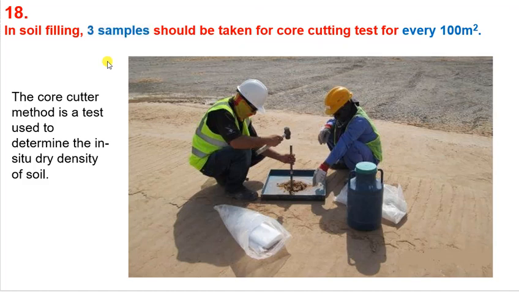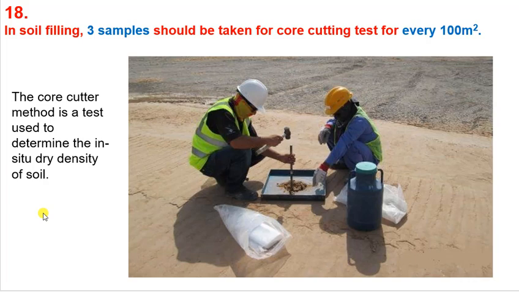So the core cutter method is used for this. What is core cutter method? A core cutter method is a test used to determine the in situ dry density of the soil. The limitation of this test is that it is only used in fine grained cohesive soil, the soil which is without stones.